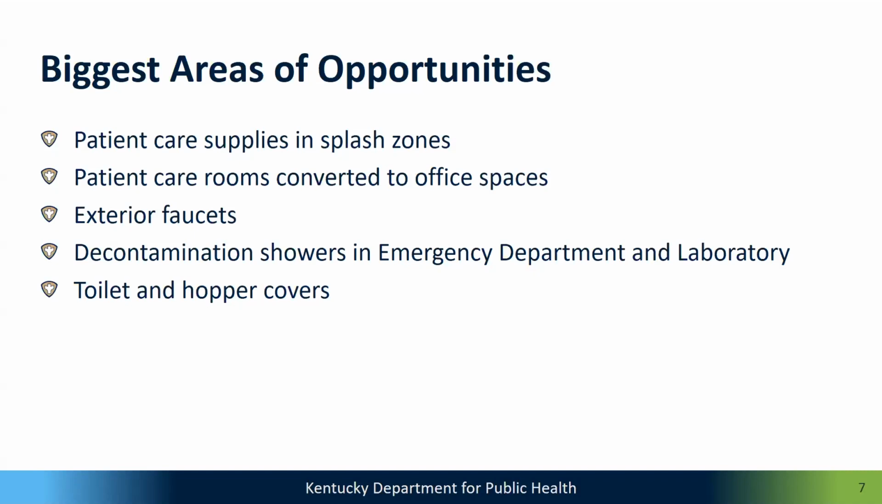Some other water sources that we often see overlooked and not part of the facility flushing plan are the exterior faucets on the outside of the building, and then the decontamination showers in the emergency department and the lab. I have been in several facilities where that decontamination shower in the emergency department is used for storage. So it's not likely that staff are going in there, removing all of those items and flushing that water source like they do the rest of their water sources throughout the facility. So keep that in mind. And then again, toilet and hopper covers, keep in mind that that is a CDC recommendation.